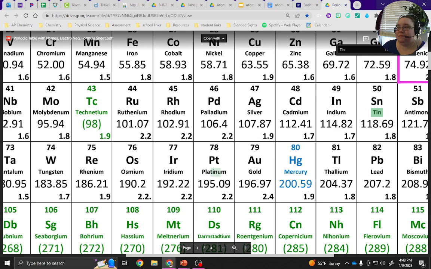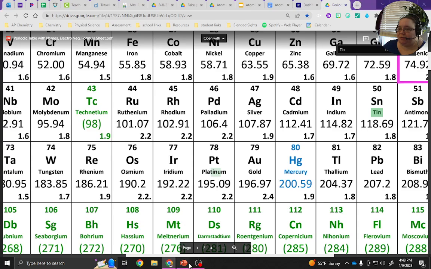Its average atomic mass is 118.69. So 0.69 is bigger than 0.5. 5 or more raises the score. So 118.69 is going to round to 119.